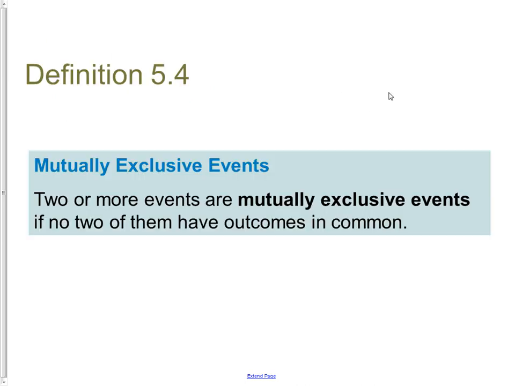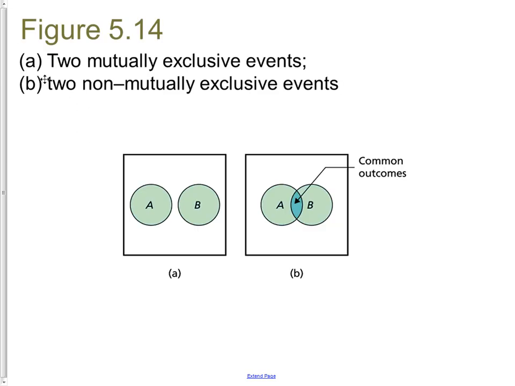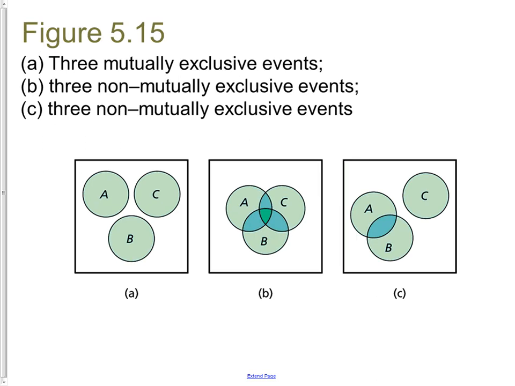All right, and we would call those kind of events mutually exclusive, right? Two or more events are mutually exclusive if no two of them have any common outcomes. So we think about two mutually exclusive events where there are events that have nothing in common, right? Events A and B are just simply separate, right? The common outcomes must be something else.